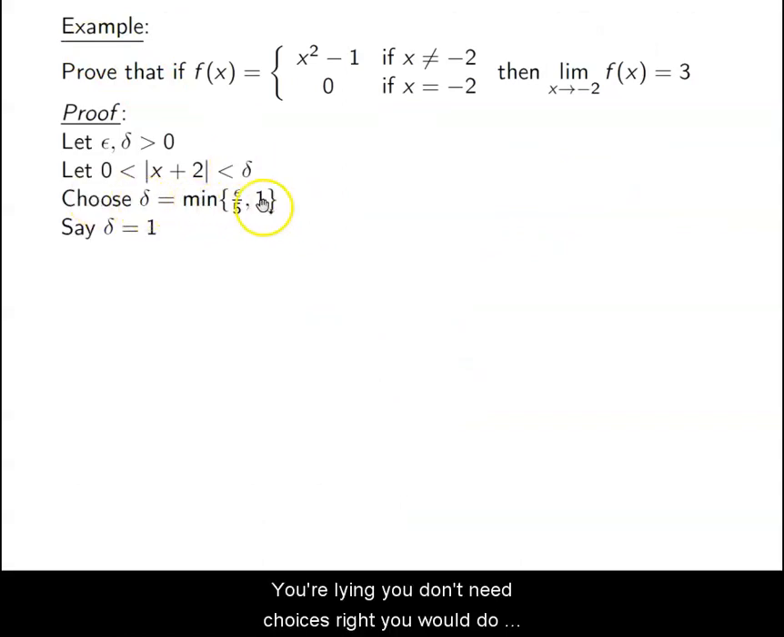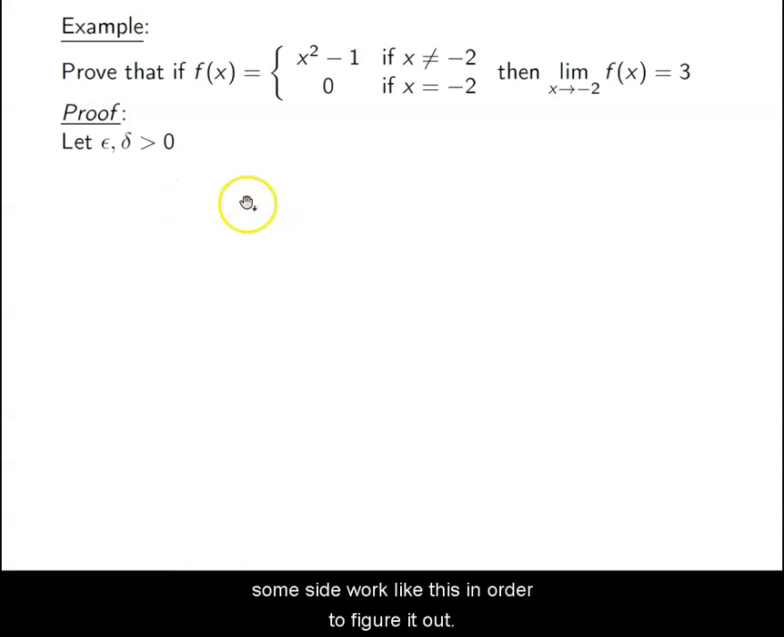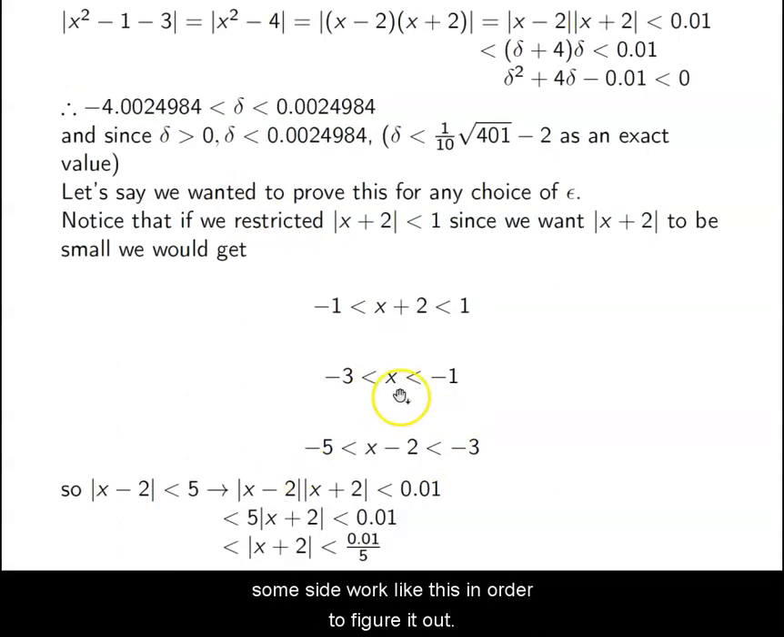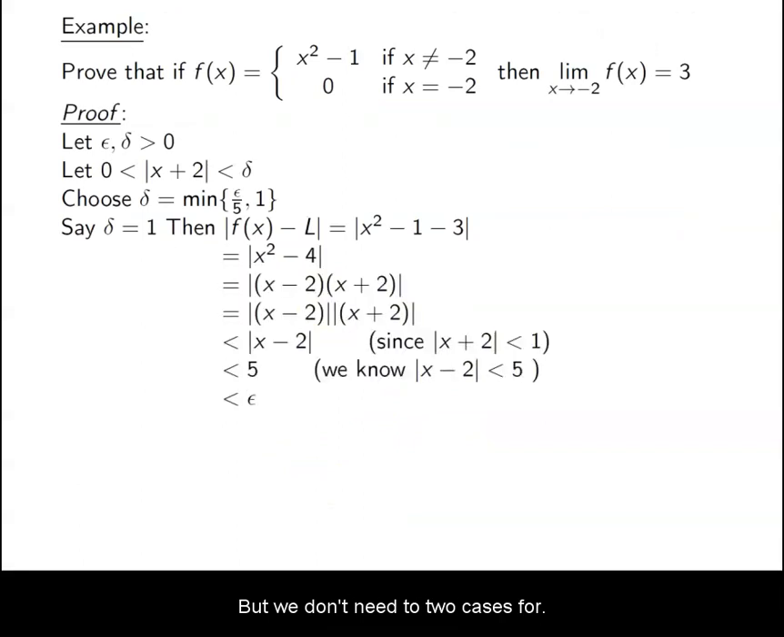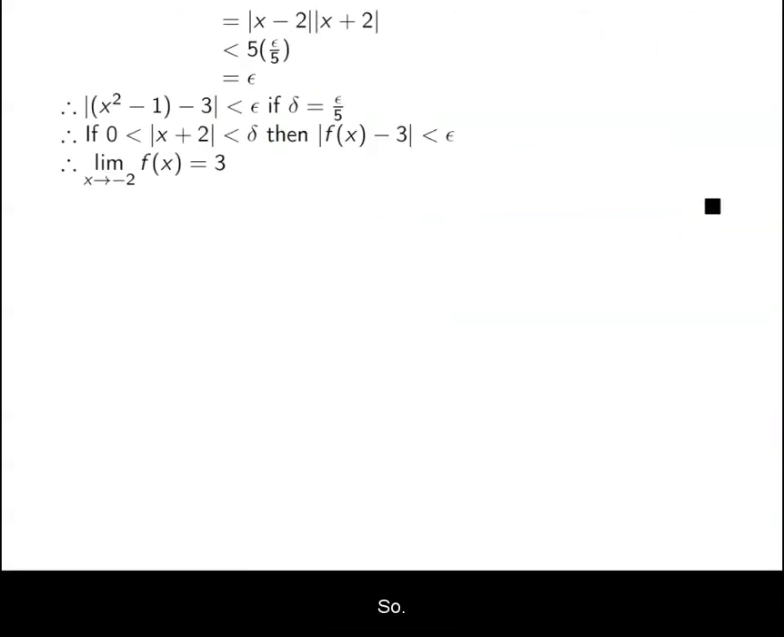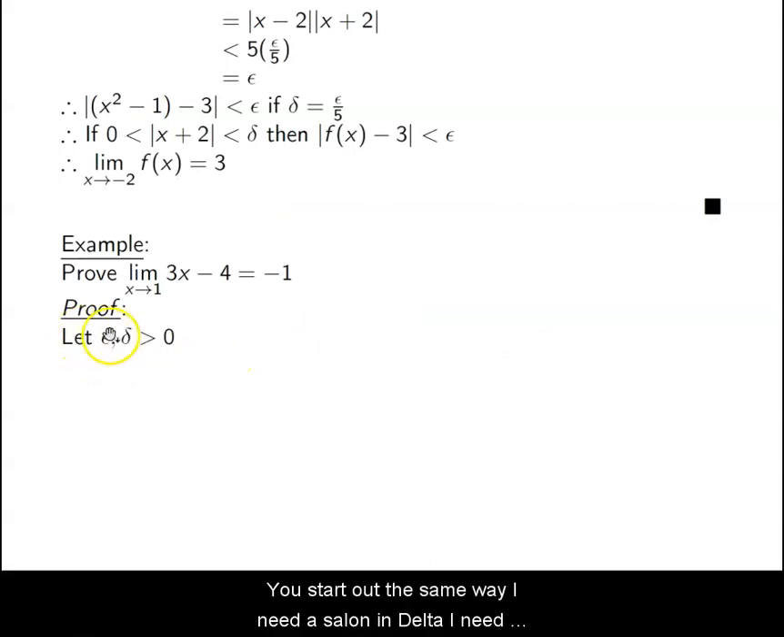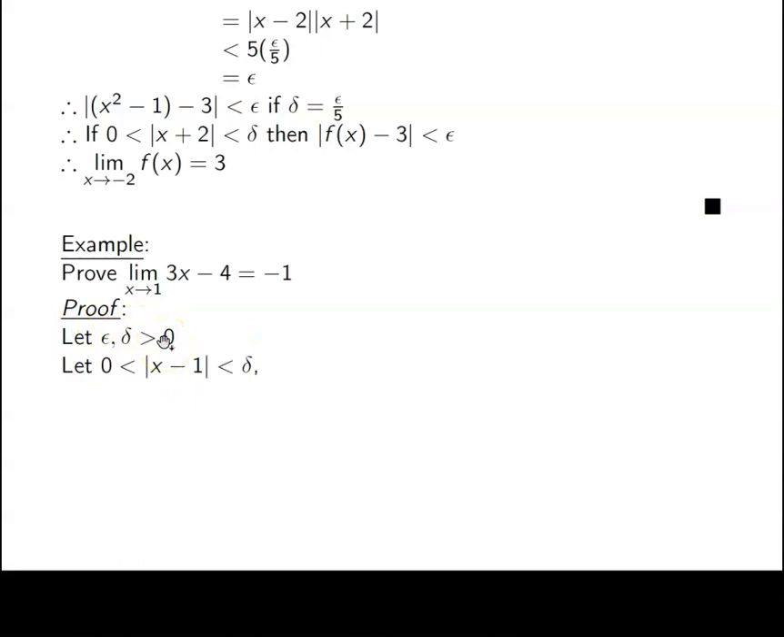And that's the way that it worked for this example, for my choices. For a line, you don't need choices, right? You would do some side work like this in order to figure it out, but we don't need two cases for that. So, okay, I'm going to start off the same way. I need epsilon and delta. I need them larger than 0.